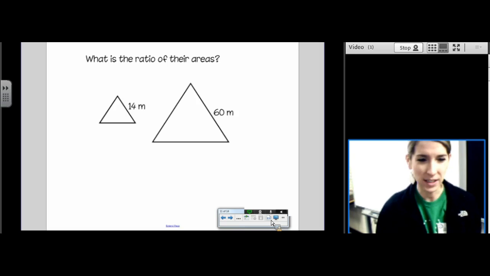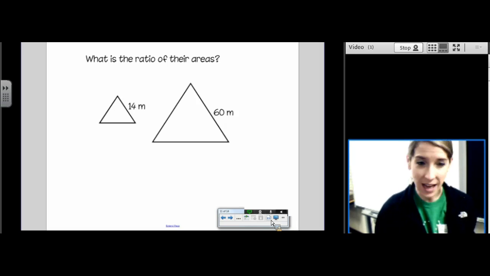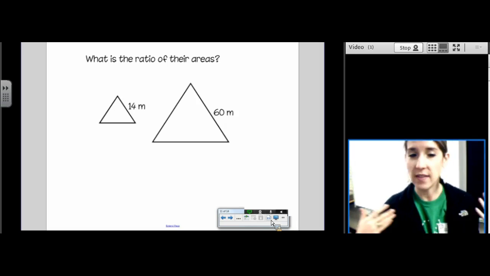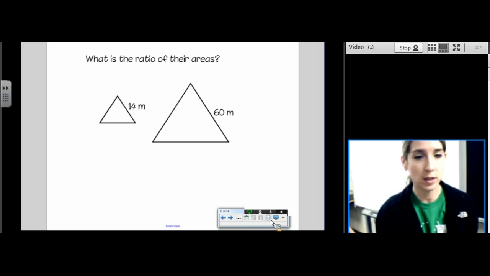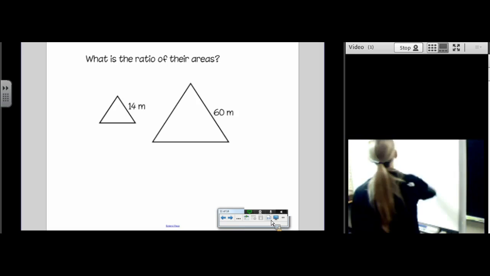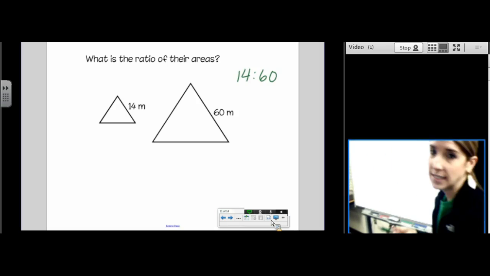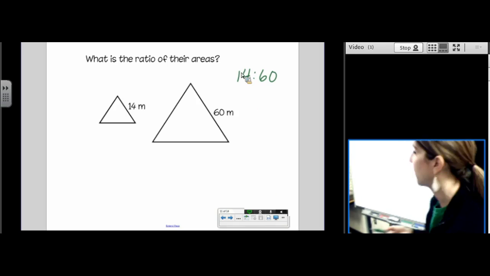Why are we squaring it? Because squaring it gets us from 1D to 2D. It gets us from side to area. Are we actually finding the area of these triangles? Absolutely not finding the area of these triangles. We're just finding the ratio of the areas. So I would start like this. You can also write 60 to 14 since it didn't specify the order.